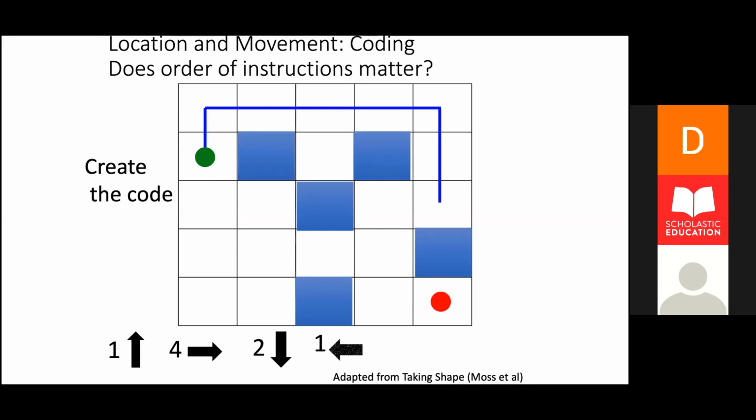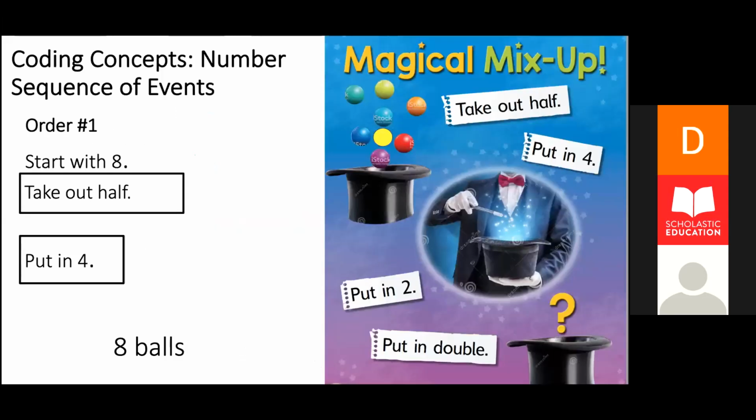So you want kids to be able to find out what they have to do as far as their code goes in order to make it happen. It doesn't just land in there, though. You can also do it in number. Here's a great example. One of the lessons in there has to do with sequence of events, this magical mix-up, where there are these instructions. So order number one, we're going to start with 8, and we're going to take 2 of those instructions. The first is take out half, put in 4 balls. Have the kids experiment with that, and they discover, oh, look, there are 8 balls.